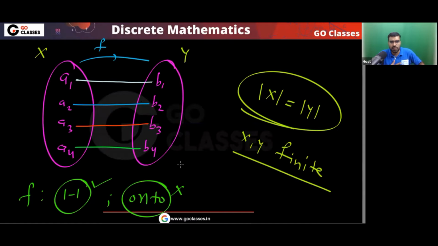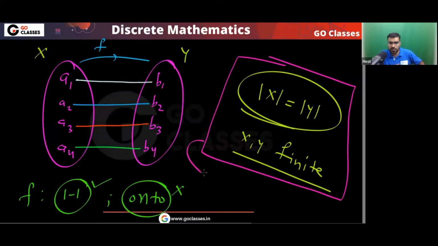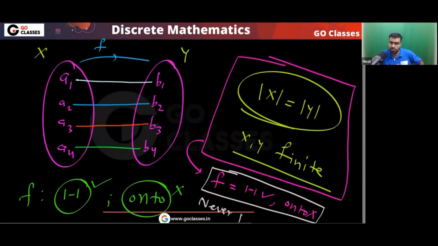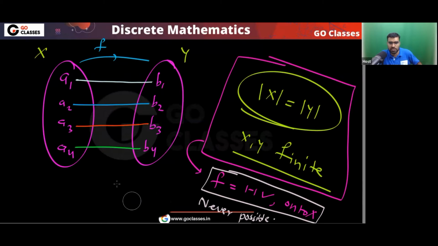Whatever efforts I put, this type of function is not possible, right? Agree? F being 1-1 but not onto is never possible. Understood? Is this point understood? This type of function is never possible.